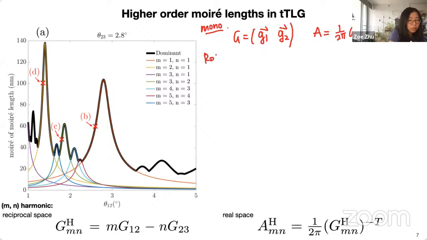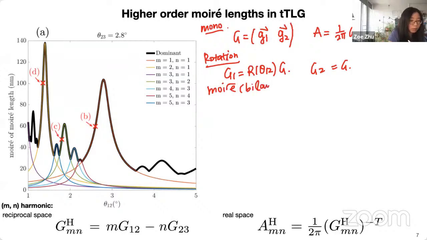And now with the rotation, the monolayer reciprocal lattice vectors are rotated. And I assume layer 1 is the only one that's being rotated. So the G1 matrix would be defined as the rotation matrix acting on the G matrix, and then G2 from layer 2 would be the original G matrix. And now the bilayer moiré pattern can be calculated by simply taking the difference between these two matrices.